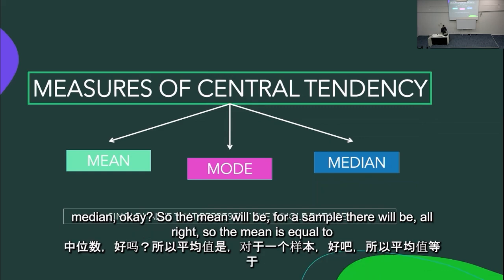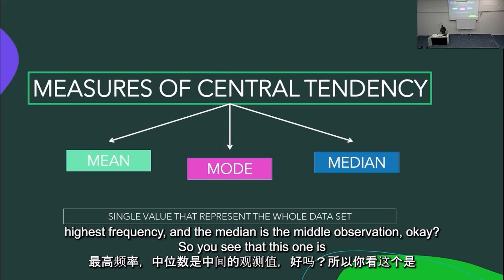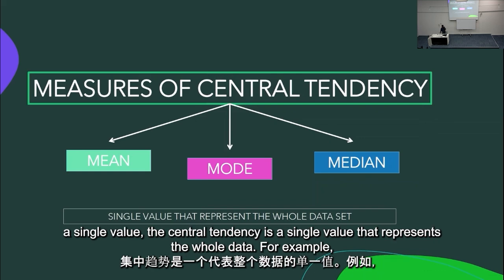The mean is equal to X bar for a sample, and mu for the population. The mode is the highest frequency and the median is the middle observation. You see that the central tendency is a single value that represents the whole data.